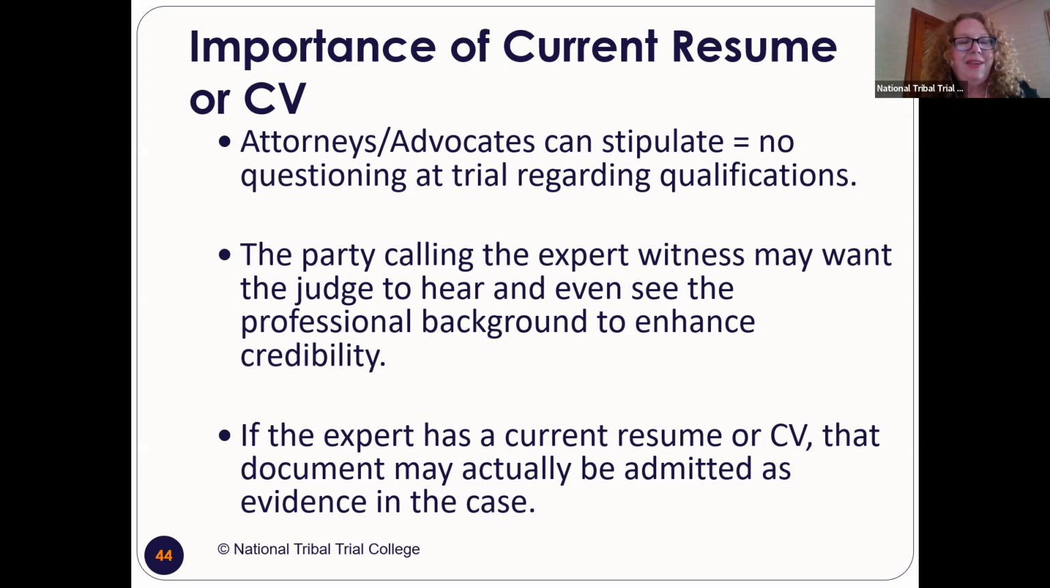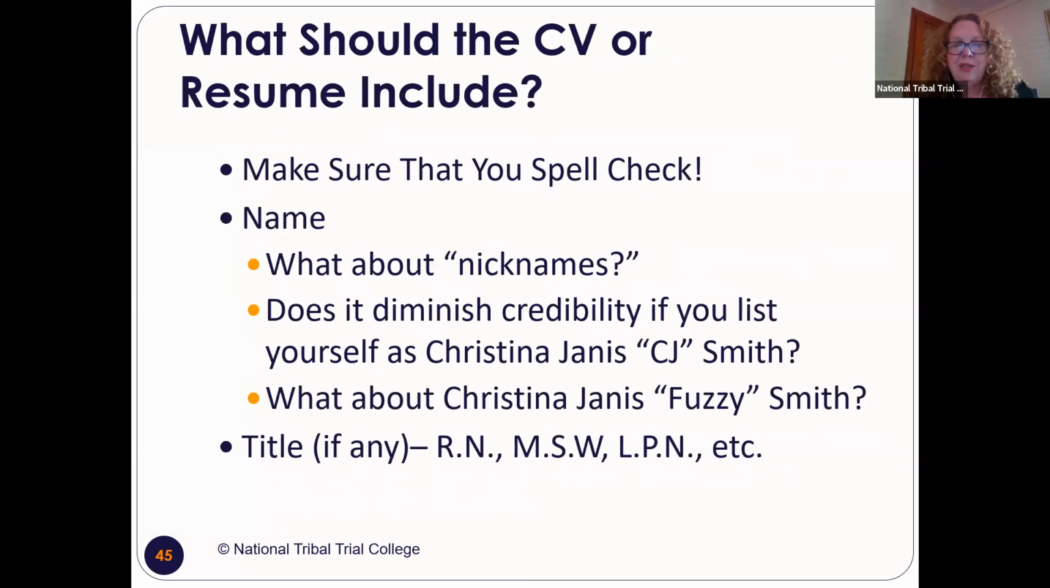That CV or resume is going to be provided to the other side, so make it look nice, right? That CV or resume can be admitted as evidence in the trial and as part of the official trial transcript. So you want to make sure that you're not making any glaring spelling errors. Maybe do a little spell check on it. You want to list your name and all of your qualifications.